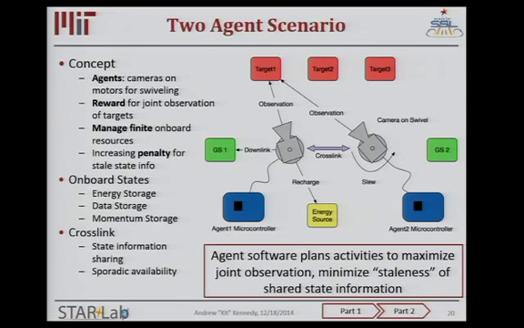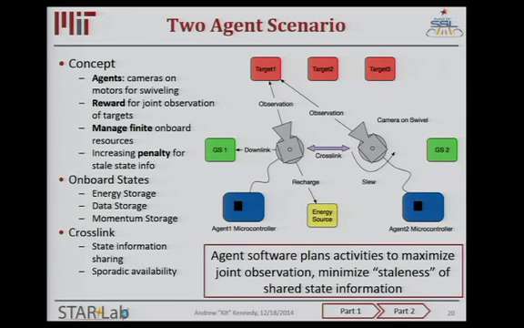Looking at a target generates data that you have to downlink, so there's a ground station target that they can look at. And then all these activities take up energy, so there's an energy source that you have to look at to regenerate energy, effectively. Each of these agents has a notion of an onboard state that includes energy storage, like battery level, data storage, and momentum storage, so angular momentum storage, a proxy for reaction wheel angular momentum storage. And then the software on the two agents that plans their individual activities can cross-link with each other, can talk to each other, to share state information as well as their plans for activities in the future.